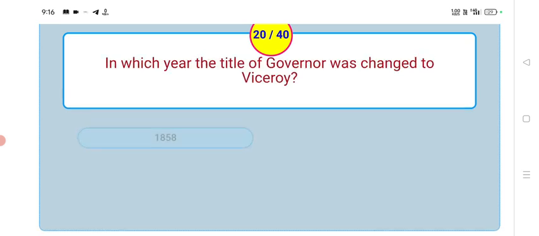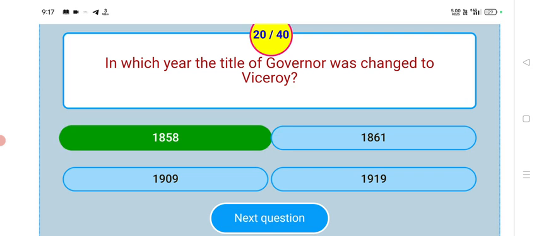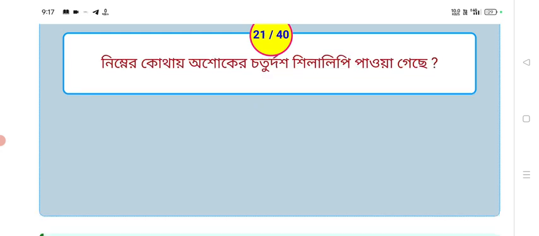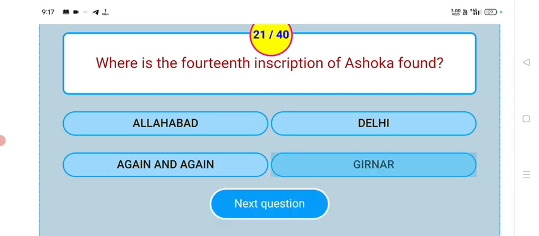Next, in which year was the title of governor changed to viceroy? Answer, 1858. Next, where is the 14th inscription of Ashok found? Answer, Girnar. The 14th inscription of Ashok was found in Girnar.